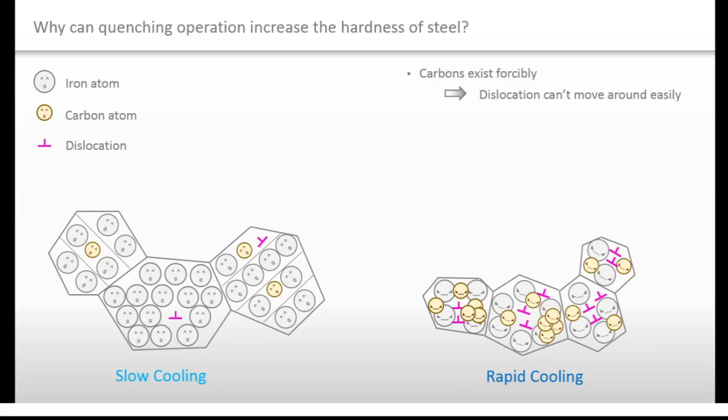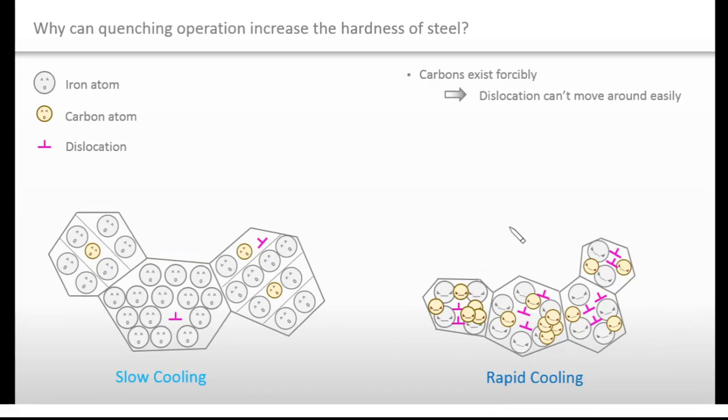In addition to that, since these crystals transformed without enough time, the number of dislocations increases. And when many dislocations try to move around, they get easily tangled, and eventually, the dislocations stop moving around, even if you apply strong force on the crystals.